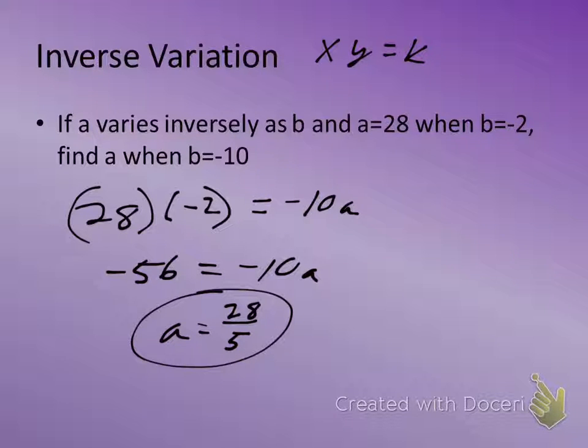So inverse is really the easiest one because you just have the products of the two variables equal that constant, and for that reason the setup is very, very easy. That's all I really got to say about that. There's nothing really to them besides just remembering that that's what you do for inverses.